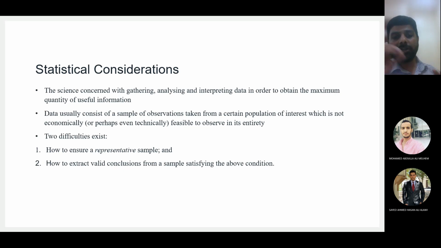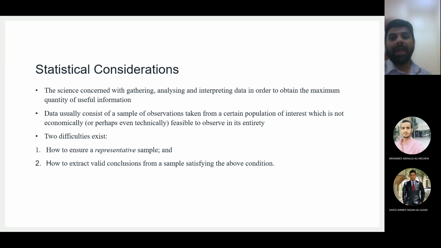So how to ensure that your data or your sample is a representative of the actual population proportions? And then the second question is, if the sample satisfies the above condition, it is a representative of the population.